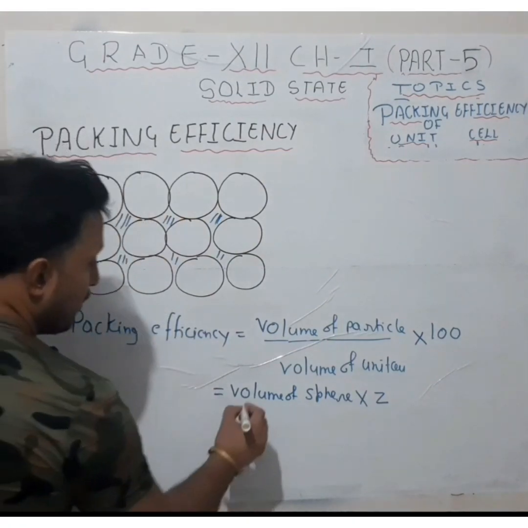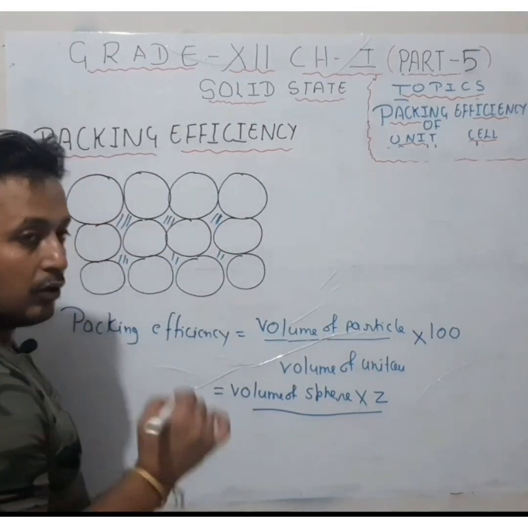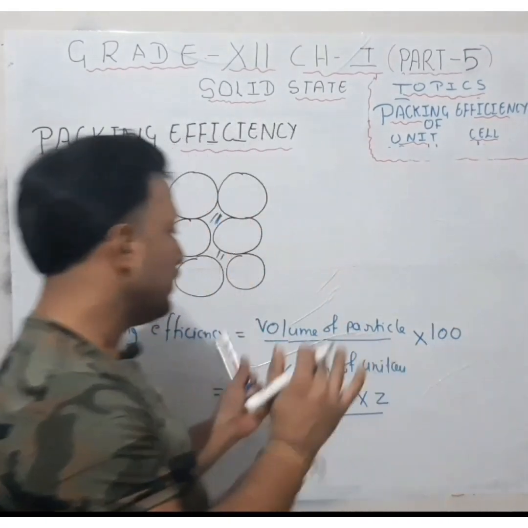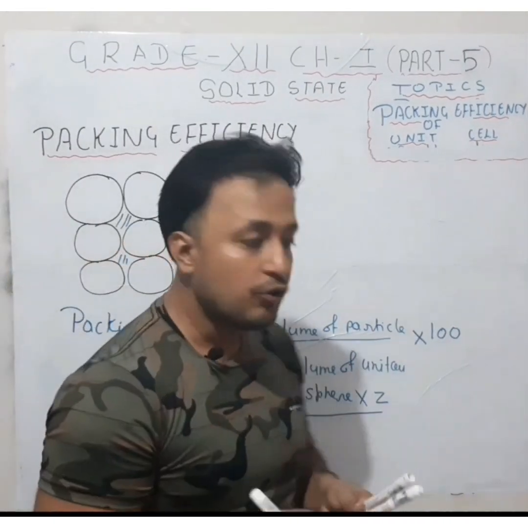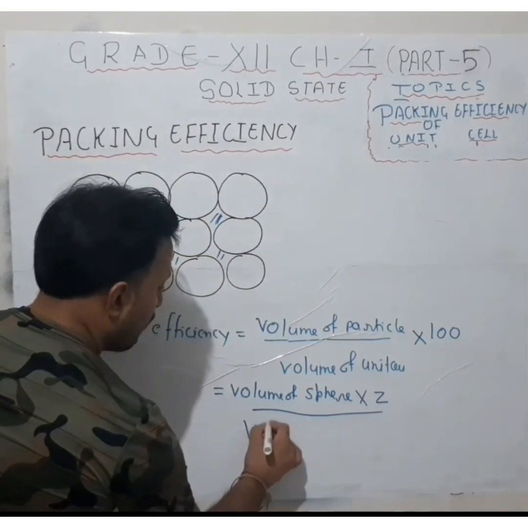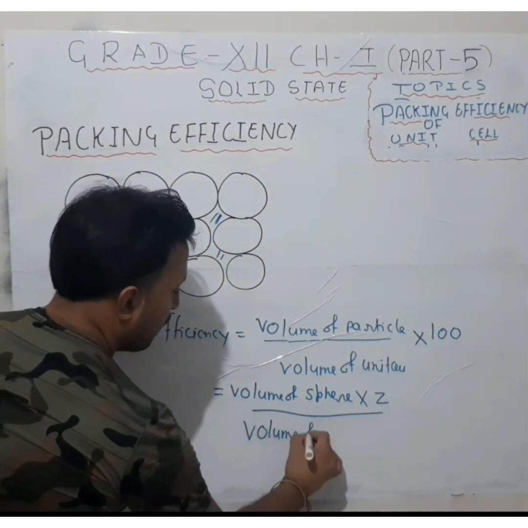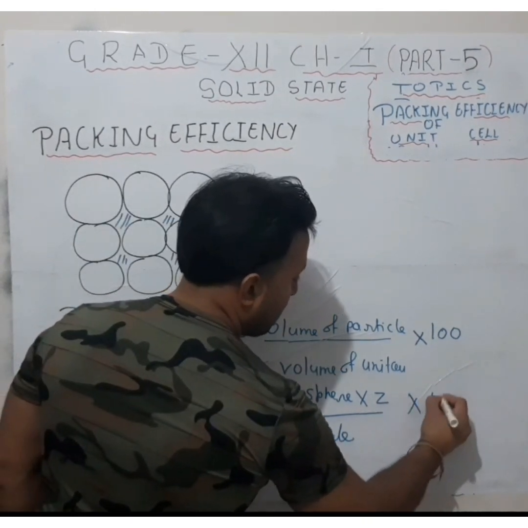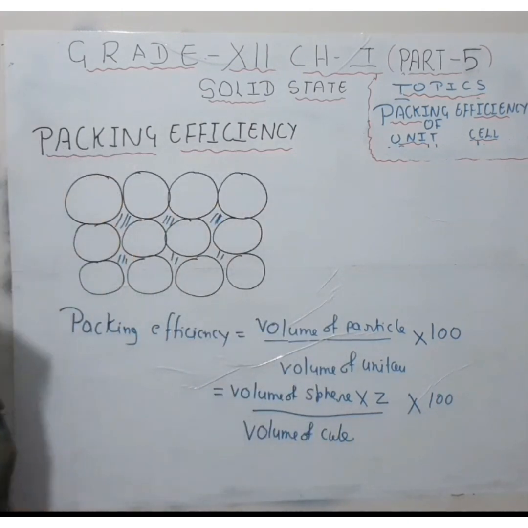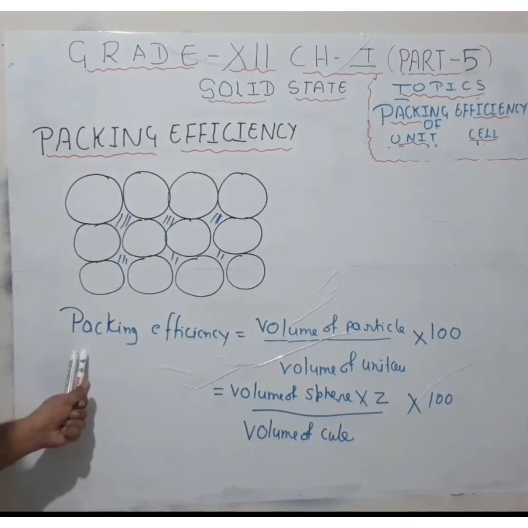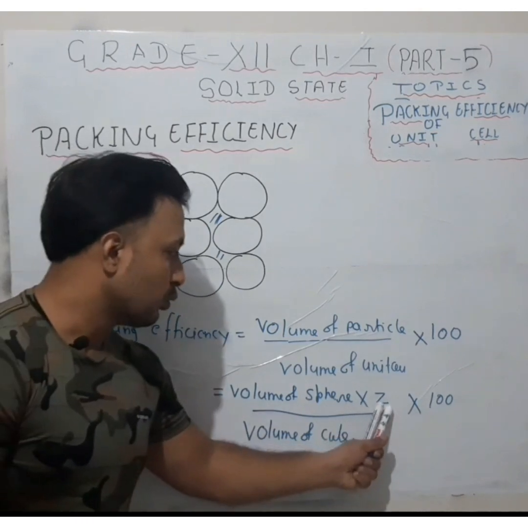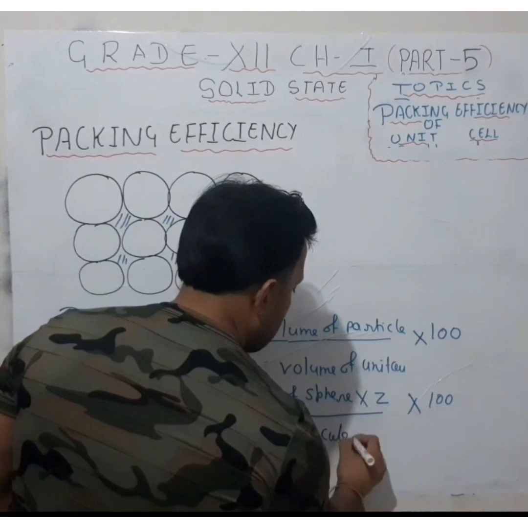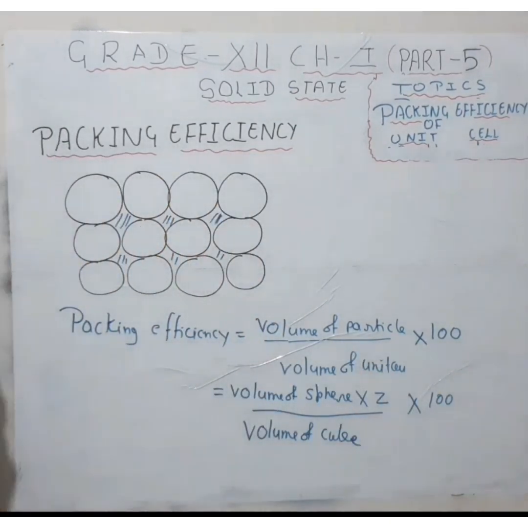Then the volume of the unit cell. We have already discussed earlier that the unit cell is considered in the form of a cube, so we are going to use the volume of a cube. And then the whole thing is going to be multiplied by 100. So packing efficiency is equivalent to the volume of the sphere multiplied by the total number of atoms in a unit cell, divided by the volume of a cube, and multiplied by 100, because it is going to be expressed in terms of percentage.